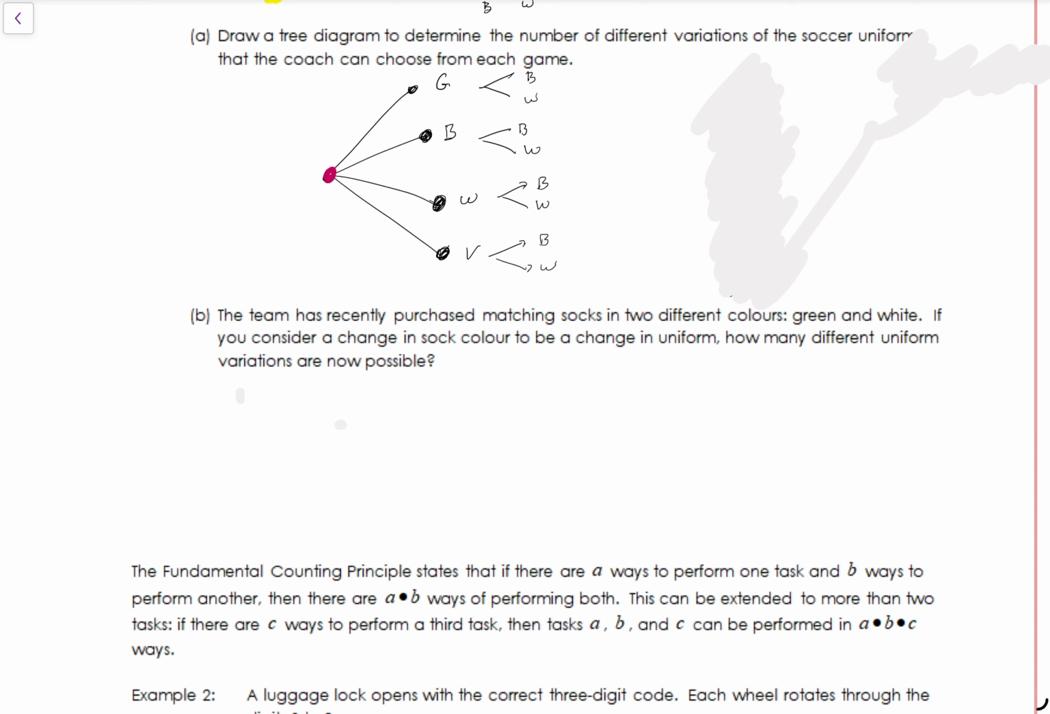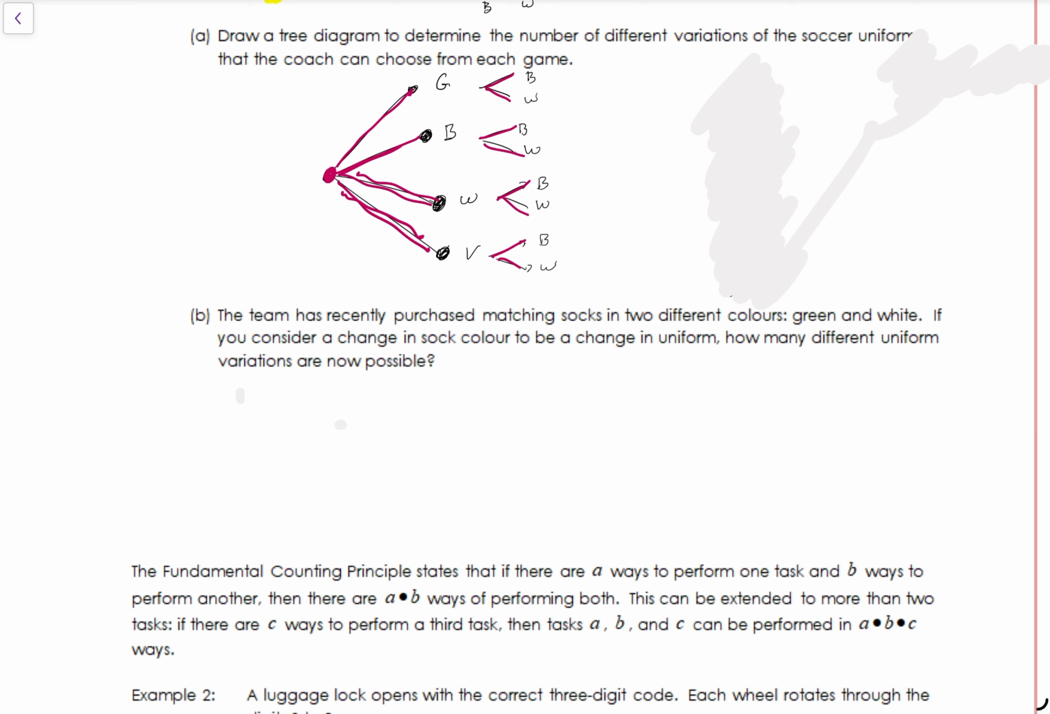So really what this represents here, it means I'm going to choose a green jersey, black shorts, green jersey, white shorts, black jersey, black shorts, black jersey, white shorts, white jersey, black shorts, white jersey, white shorts, vertical stripe jersey, my personal fave, and black shorts, vertical stripe jersey, white shorts.